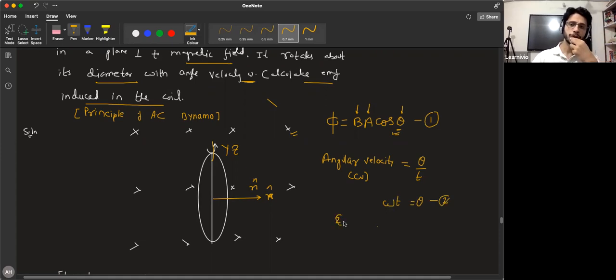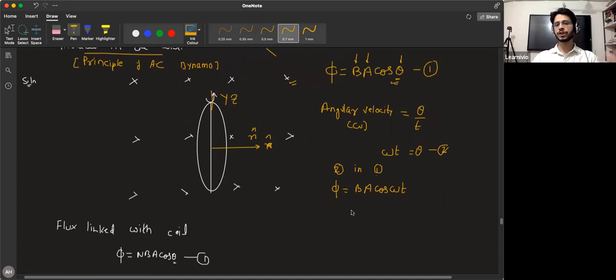Now, when you substitute 2 in 1, I get phi is BA cos omega t. This is flux, BA cos omega t. So flux changes with time. When time changes, flux changes. You can calculate induced EMF also.